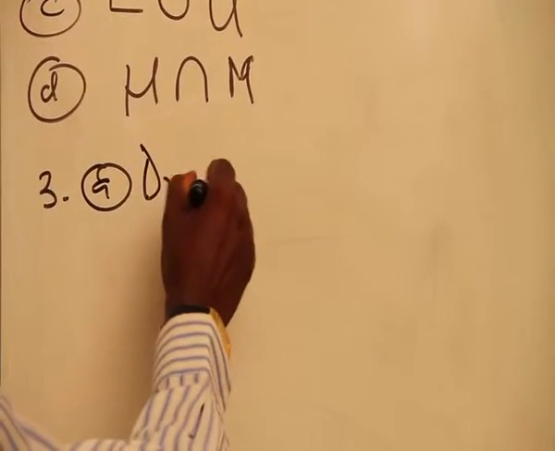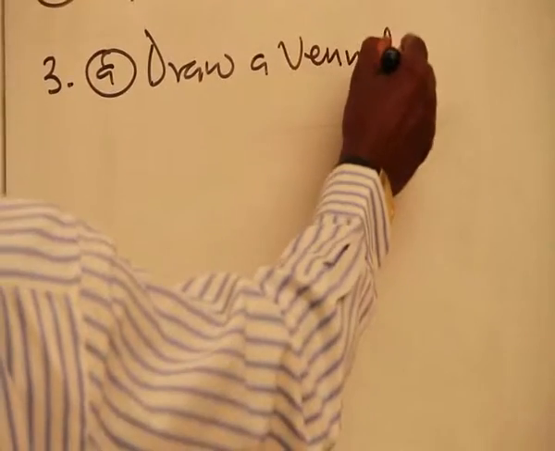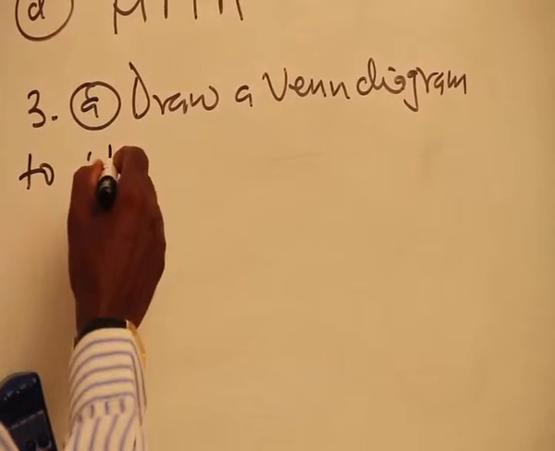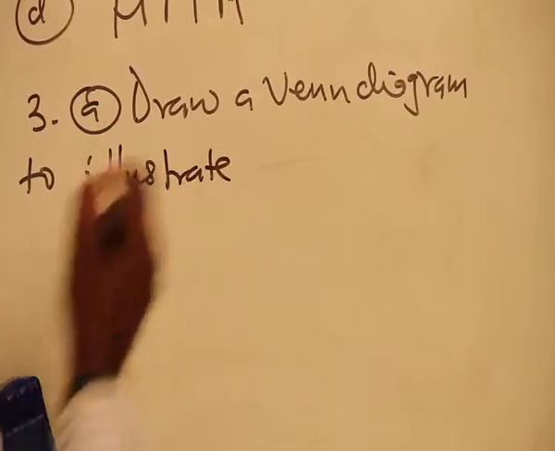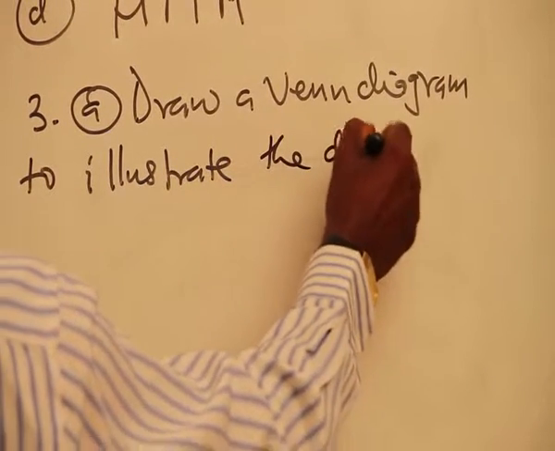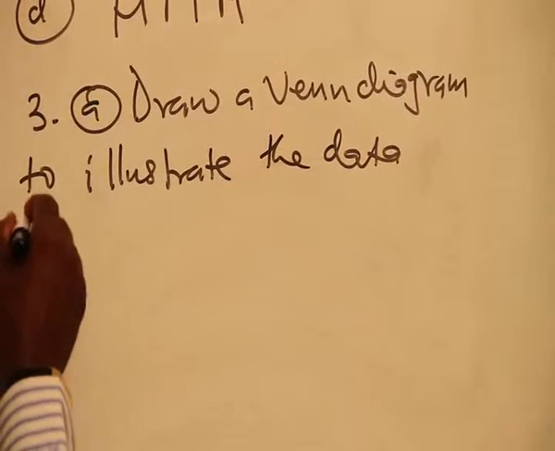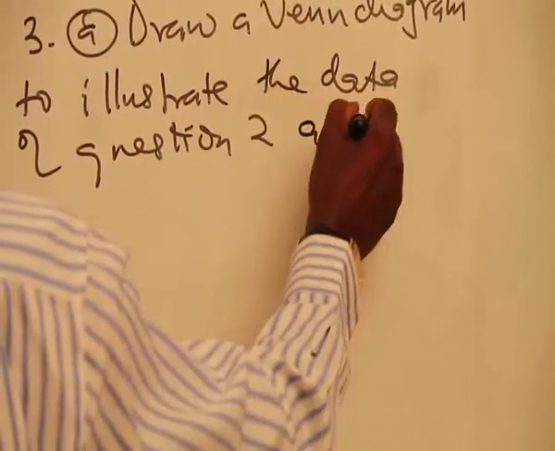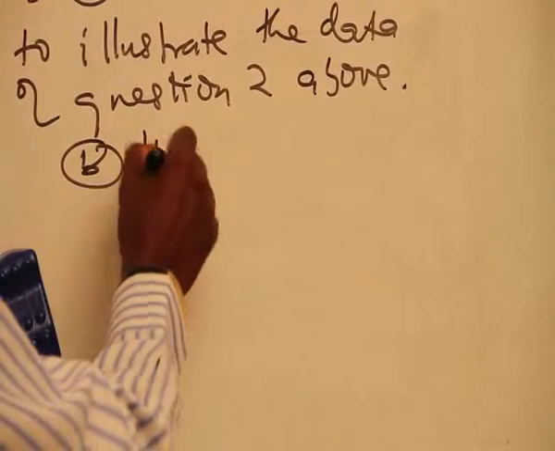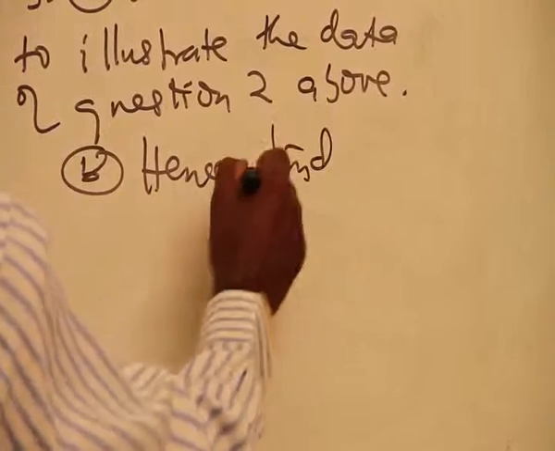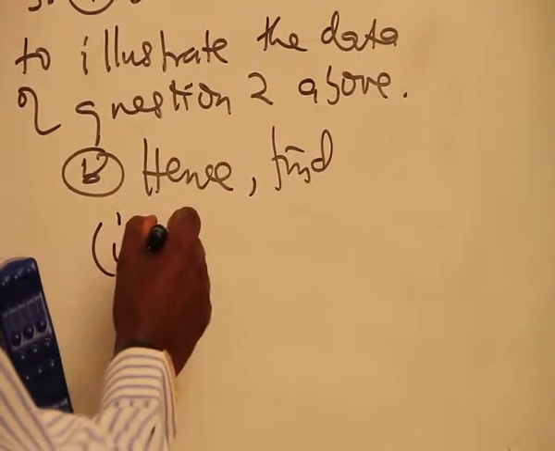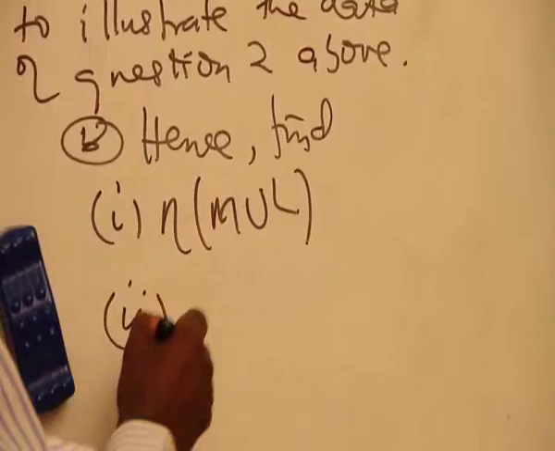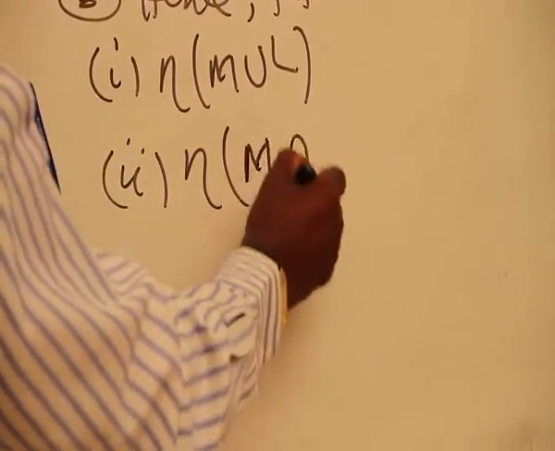3A, draw a Venn diagram to illustrate the data of question 2 above. Hence, 5, find: figure 1, the number of elements in N union L; figure 2, the number of elements in N intersection L.